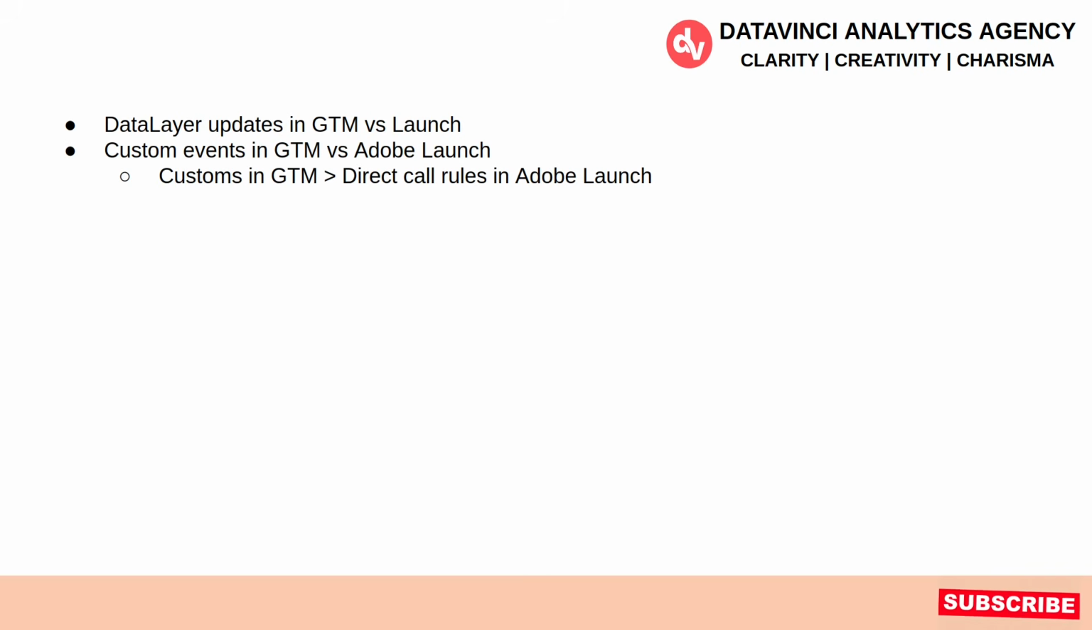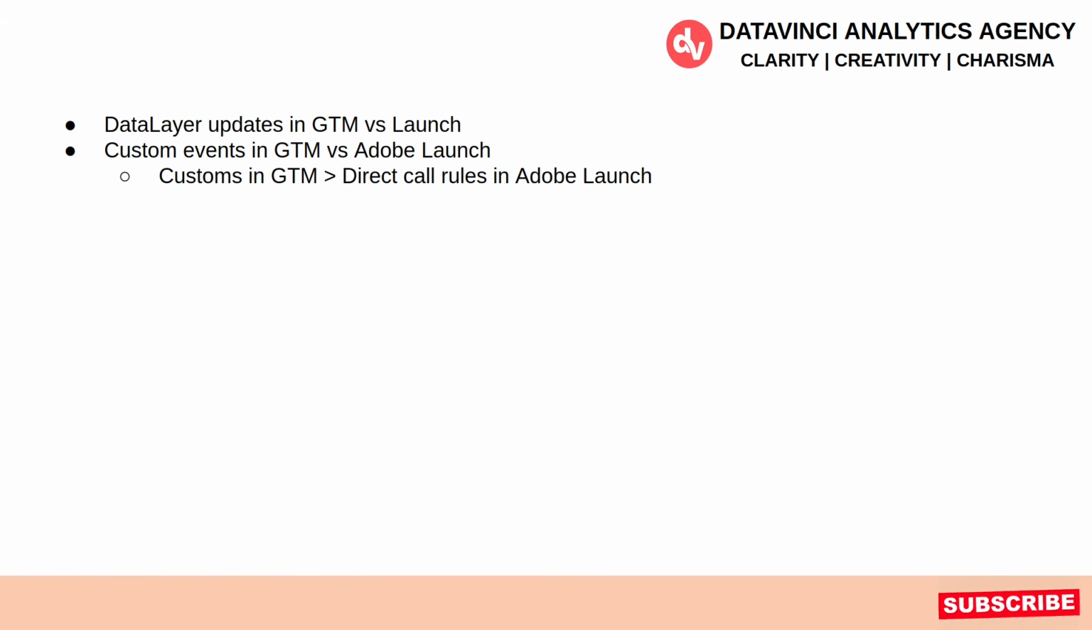Now this is one of the final things that I want to cover in this topic in GTM versus Launch, and that is custom events in Google Tag Manager, which are called direct call rules in Adobe Launch. Those who are familiar with the concept of custom events know that a custom event is used where we find it difficult to track something with the tag manager itself using CSS or JavaScript. So we can request the developers to update an event in the data layer, and when that happens, it triggers Google Tag Manager to do something.